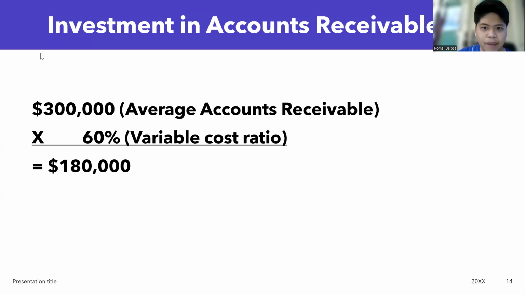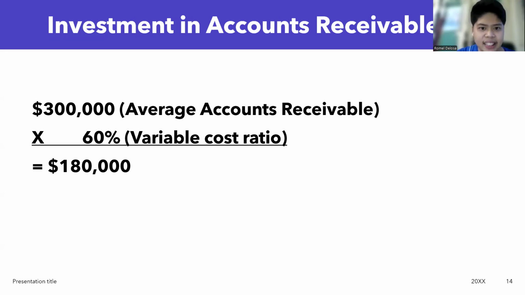Siguro tinatanong nyo, Sir, ano ba yung investment in AR? Ang context kasi, di ba, when we talk about businesses, ang ginagawa nila, they buy first the inventory and then they sell that inventory at a higher price and then they wait for collection. So that is what we call the operating cycle. Binibili mo muna yung inventory and then you sell it at a higher price and then you wait before makolekta mo yung pera or before you can collect the receivable.